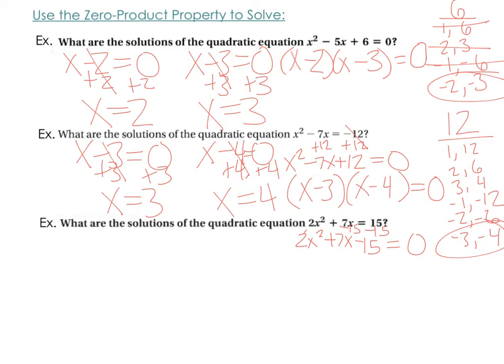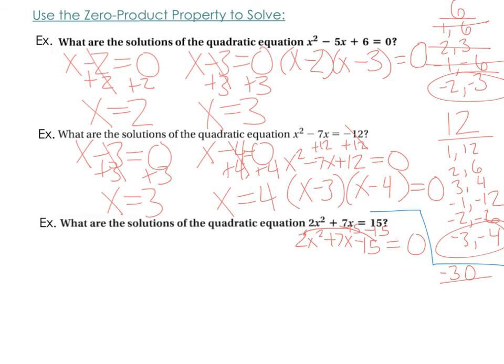So we multiply the first number, the a, times the constant. So 2 times negative 15. And that is going to give us negative 30. And then I'm looking for the two factors of negative 30 that will add to give me positive 7, that number that's in the middle.